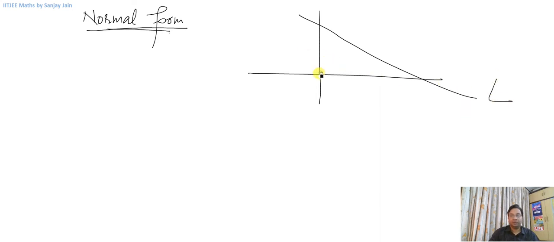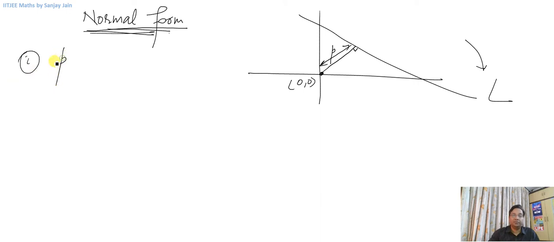So if I drop, this is origin. If I draw this perpendicular on this line L, then I am talking about this length here. Let us say this is P. So this is normal. This is given, the length P, or length of perpendicular drawn from the origin to the line. It is given. So to write the equation in normal form, there are two things that are given.